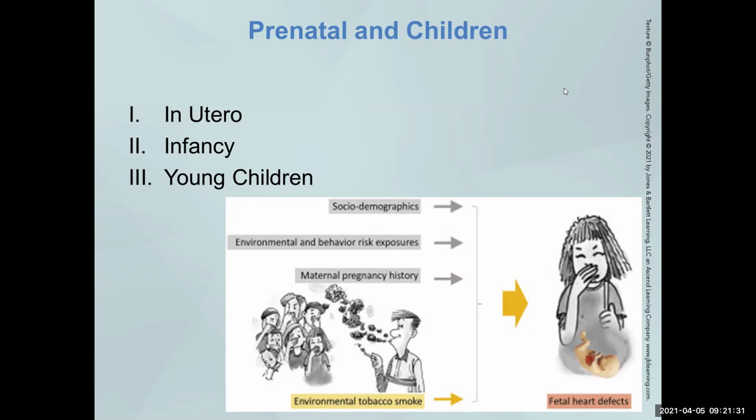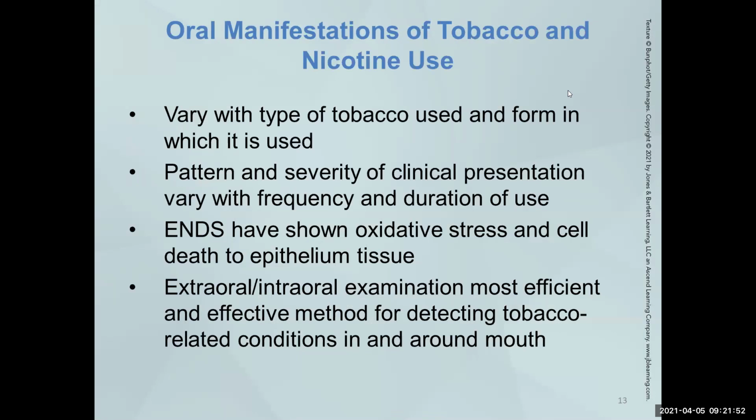Environmental and behavioral risk exposures, self evident. Maternal pregnancy history: again, I had one child when I was smoking, so I can have another child when I was smoking. They came out fine. But it's not always. We don't see these things oftentimes in infants and newborns. Some are relating learning disabilities to smoking as well, not only the maternal smoking, but the secondhand smoke.